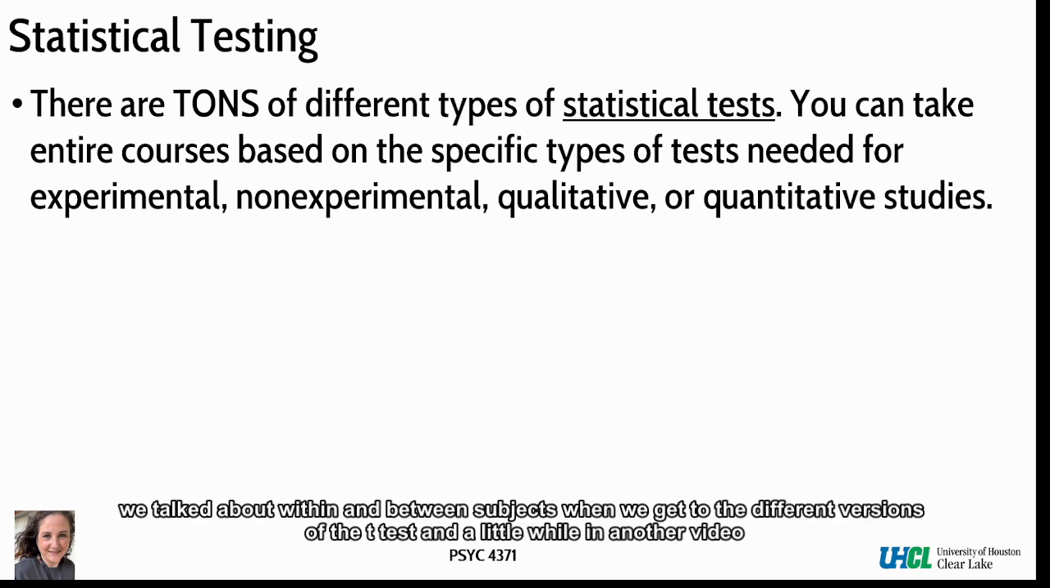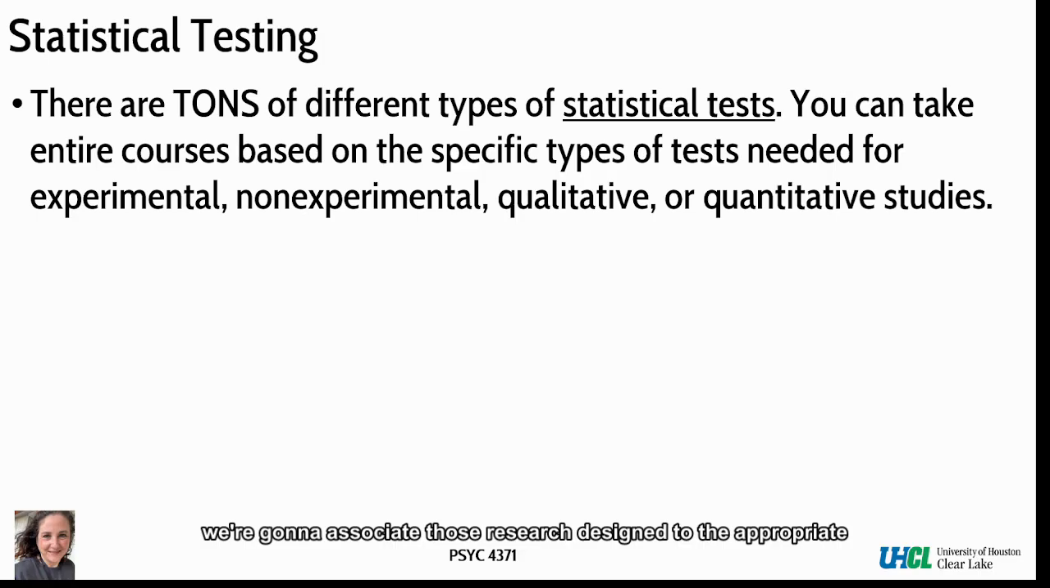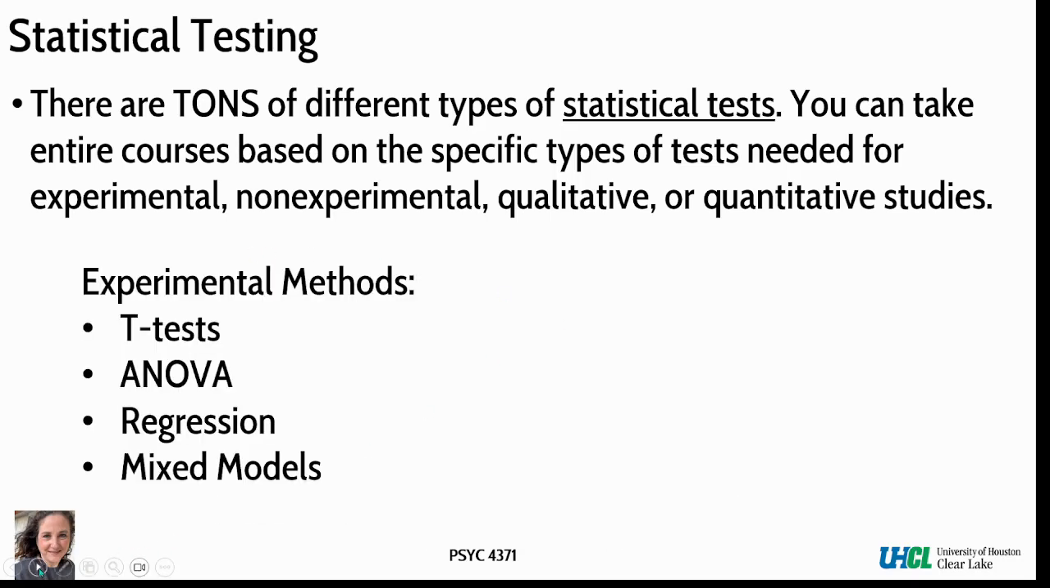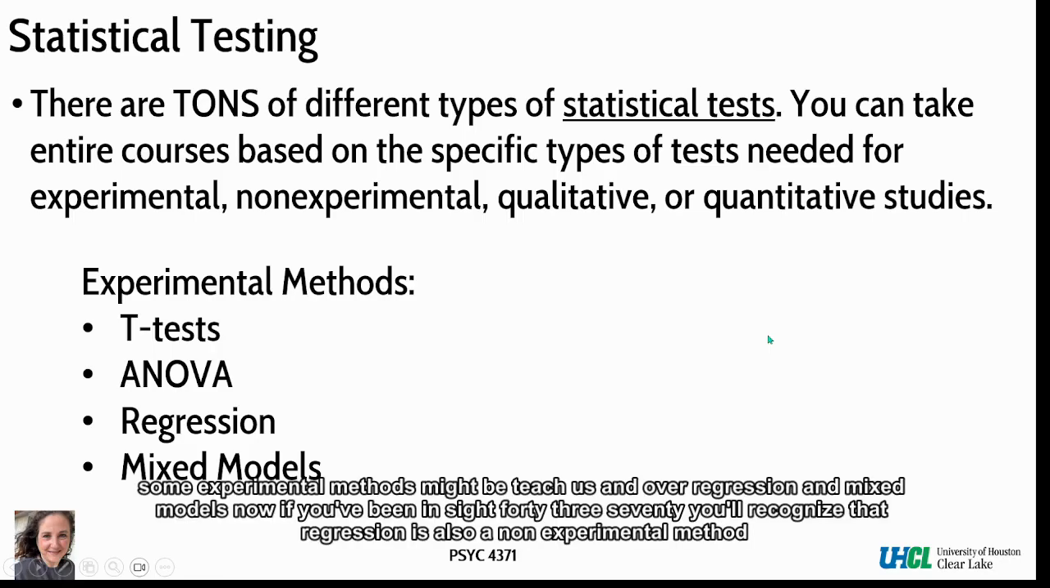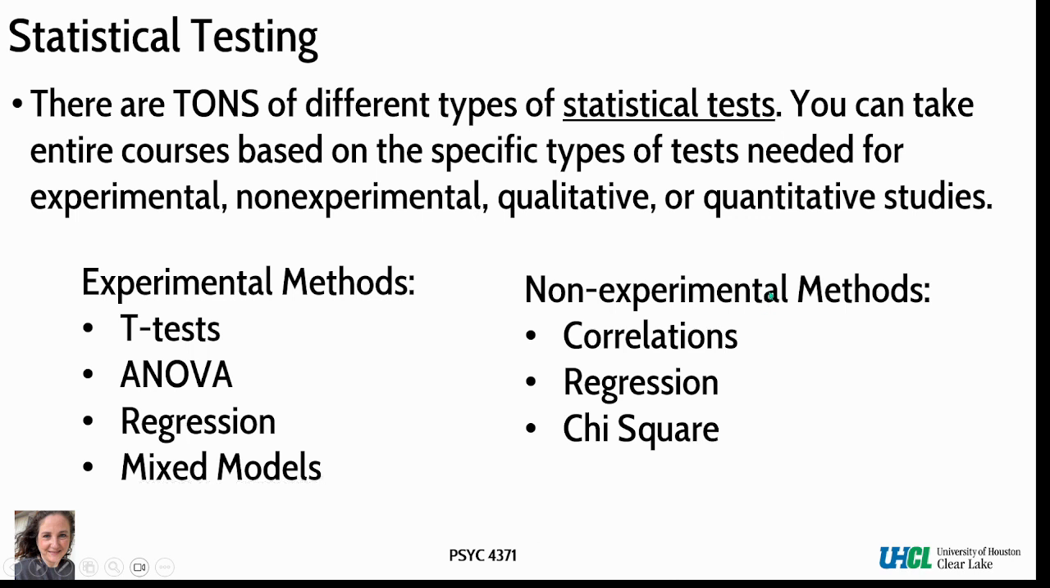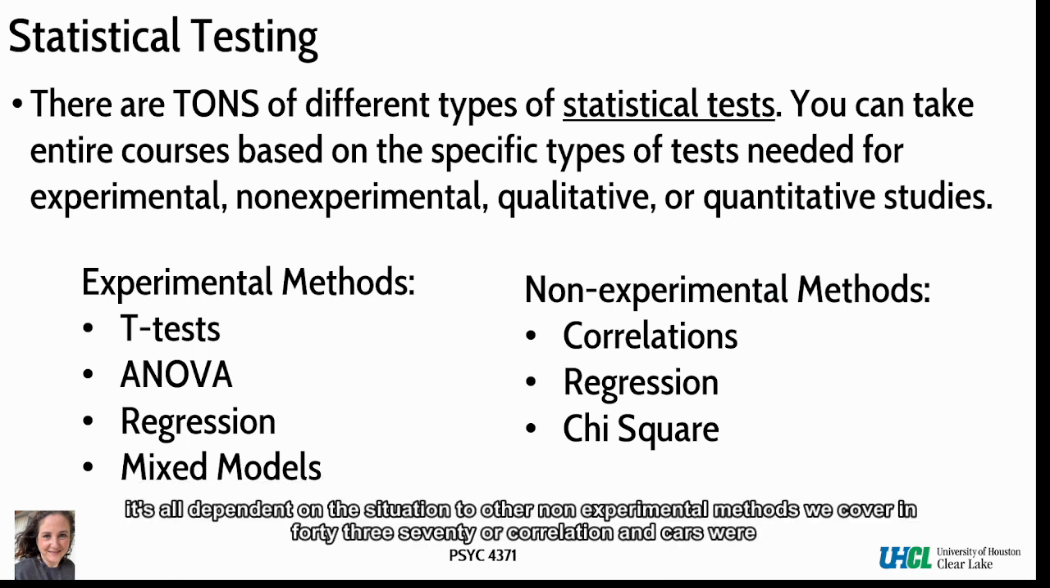We talked about within and between subjects. When we get to the different versions of the t-test in a little while in another video, we're going to associate those research designs to the appropriate statistical methods so that you know what's expected of you when you're writing a proposal like you are in this class. Some experimental methods might be t-tests, ANOVA, regression, and mixed models. Now, if you've been in PSYC 4370, you'll recognize that regression is also a non-experimental method. So it's all dependent on the situation. Two other non-experimental methods we cover in 4370 are correlation and chi-square.